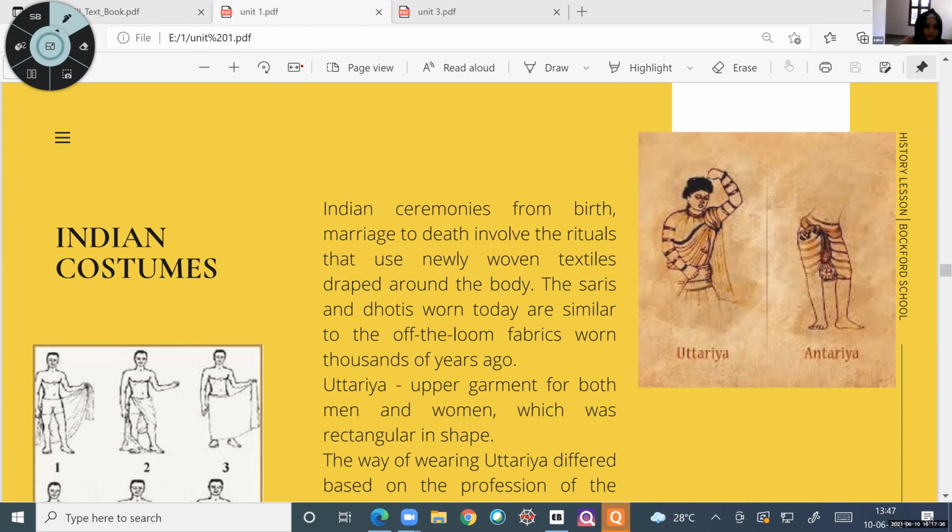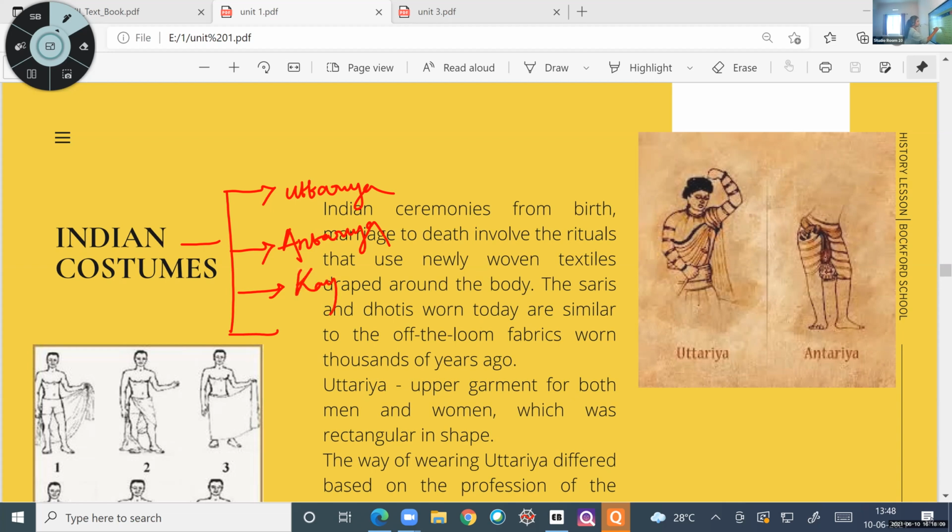It's a turban for men. Yes, it is a headgear or turban used by ancient Indian men. Ushnisa. Okay. So we can say Indian costumes. Uttariya is there. We have Antariya. We have Kaya Band. And we have Ushnisa.